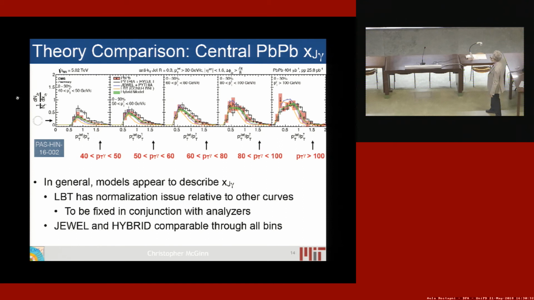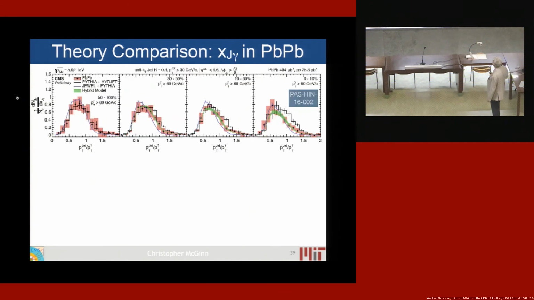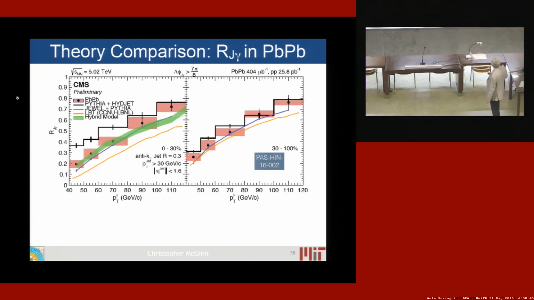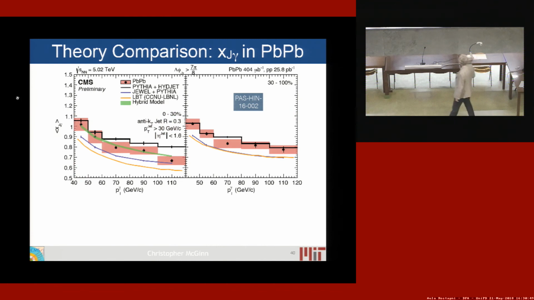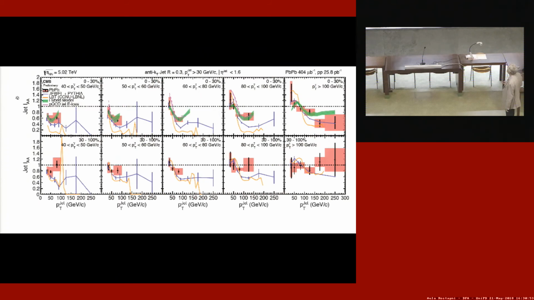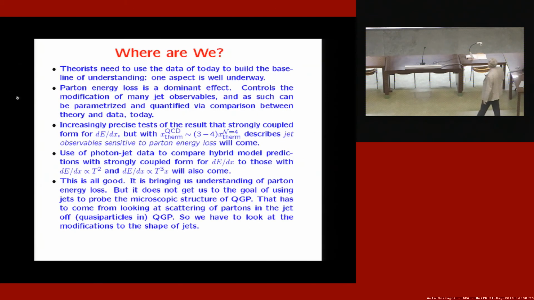The other colored bands are other people's theory, which I'm not telling you about. So green does pretty well. Different observable. Green does pretty well. Different observable. Green does pretty well. Different observable. Green does pretty well, and that was it.